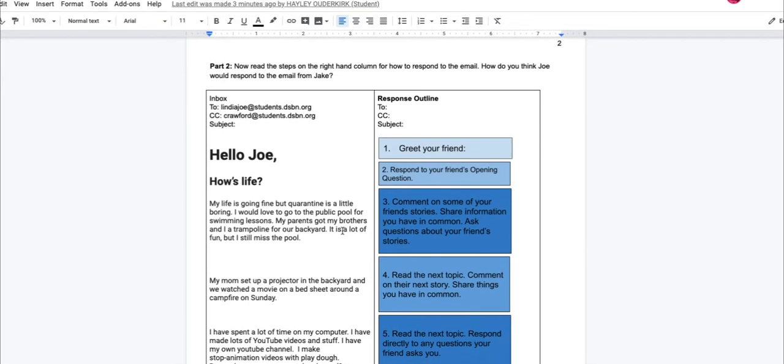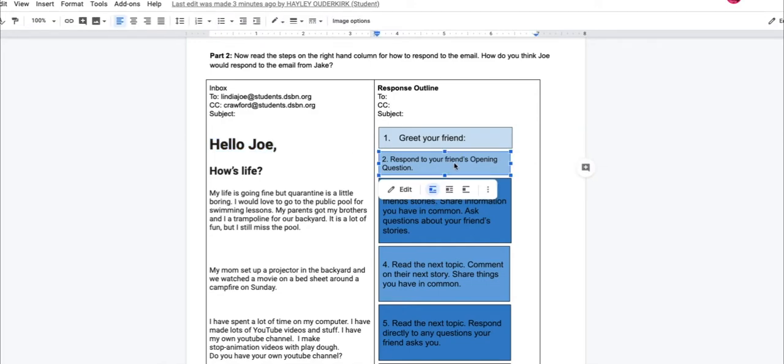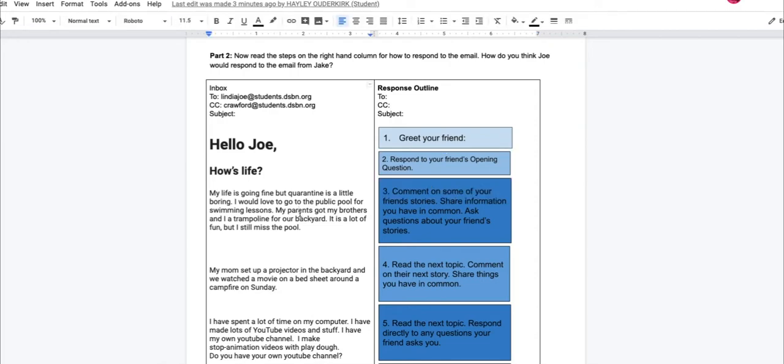So over here, we lined up the email with each step. So step 1 says, greet your friend. So a greeting is just like this. Hello, Jake. So obviously you're going to type hello, Jake, because that's the person you will be responding to, right? And then it says, respond to your friend's opening question. Haley, look at the bolded opening question. What is his opening question? How's life? So you would type something like, my life is great. How's your life? Or how are you doing? Or I'm fine, thanks. How are you doing, right?